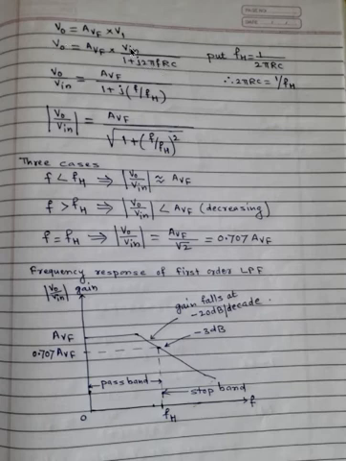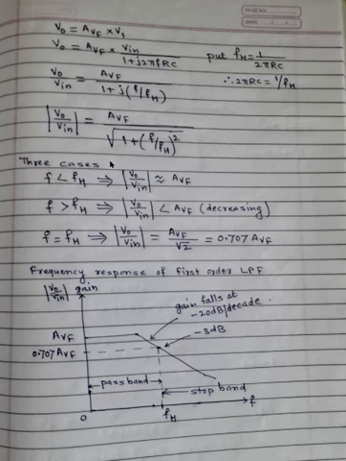So we are writing VO, taking Vin on this side. VO upon Vin is equal to AVF upon 1 plus J F upon FH. Now the magnitude of this filter gain we are writing this way: mod of VO upon Vin. Modulus of AVF upon x plus jy is AVF upon under root x square plus y square. That means under root 1 square plus F upon FH square. So this becomes AVF upon under root 1 plus F upon FH square. This is the expression of the low pass filter gain.